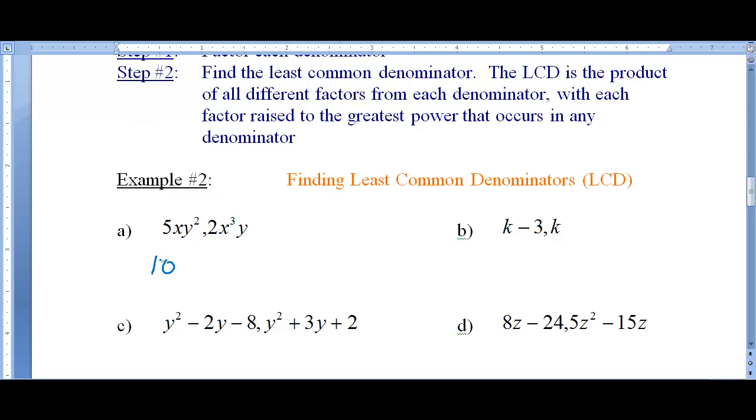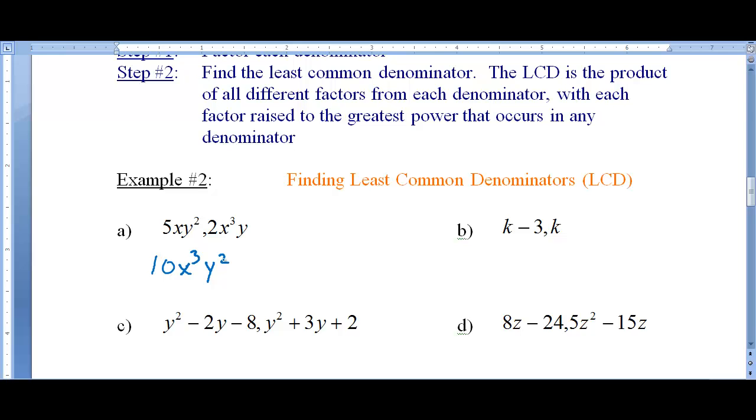Now, when we're comparing our variables, we look at the exponent. We choose the one with the highest exponent. So in this case, we have x to the first and x to the third, so we would choose x to the third power. And for our factors of y, we have y squared and y to the first power, so we choose y to the second power. So the LCD would be 10x cubed y squared.